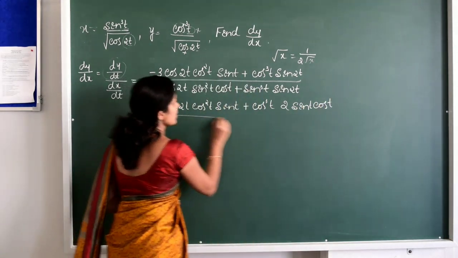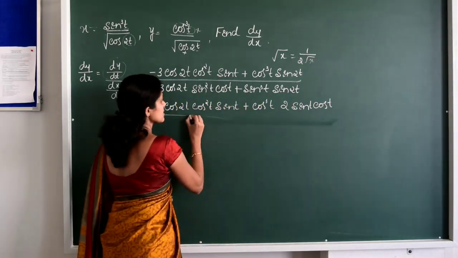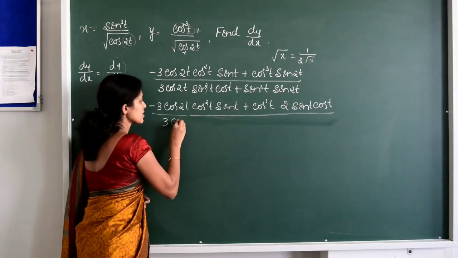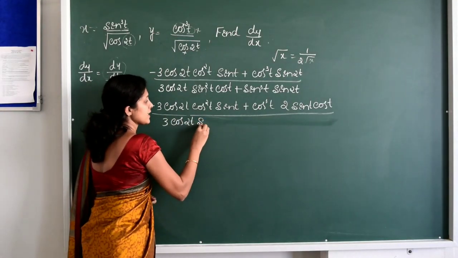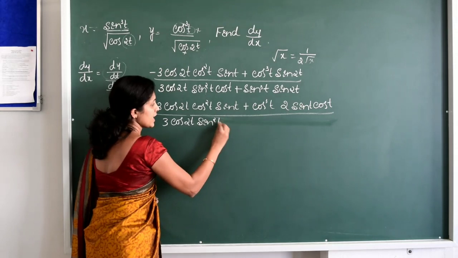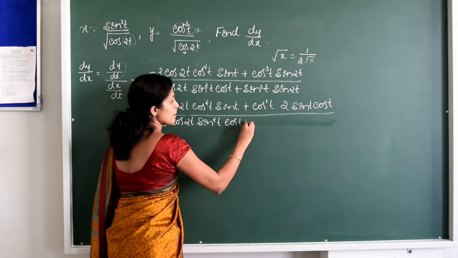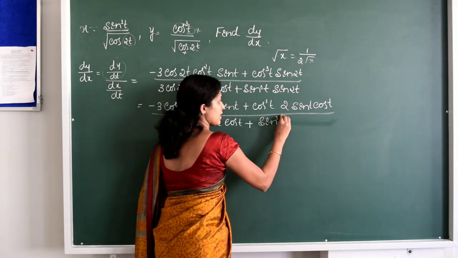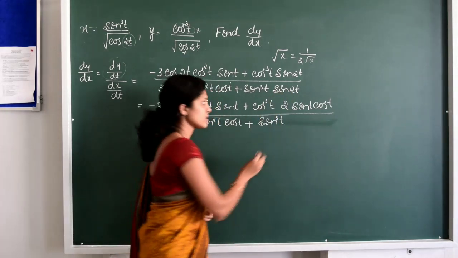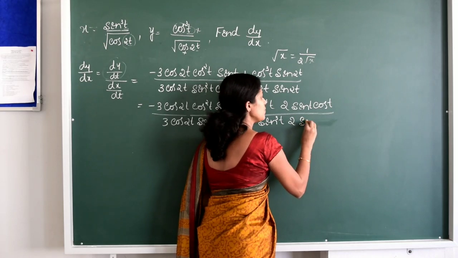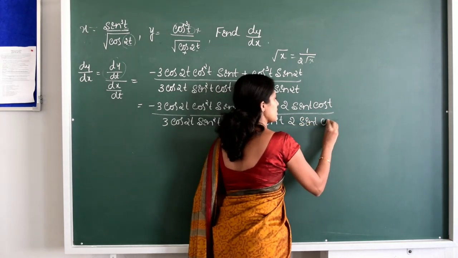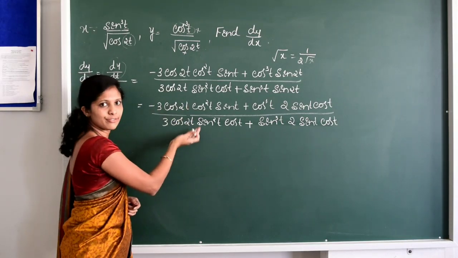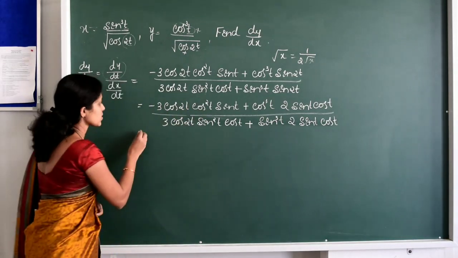Now divided by, we will write the first term as it is, divided by, so this is now 3 into cos 2t sin square t cos t plus sin cube t as it is. Here also we will substitute the value of sin 2t. Sin 2t is 2 sin t into cos t. Is it clear? Here you can observe this in the numerator and denominator. Everywhere sin t and cos t is there. So we will take common.